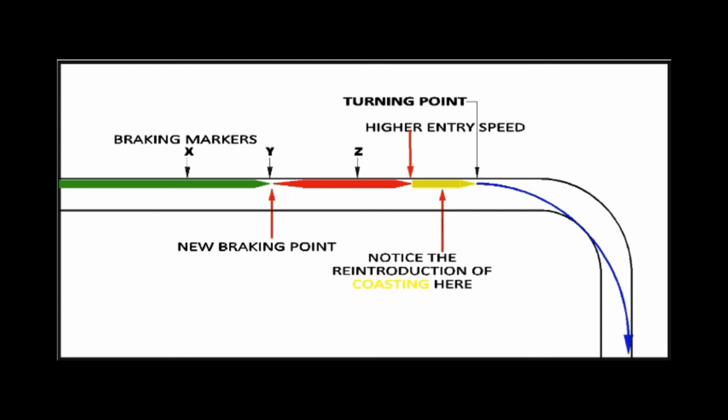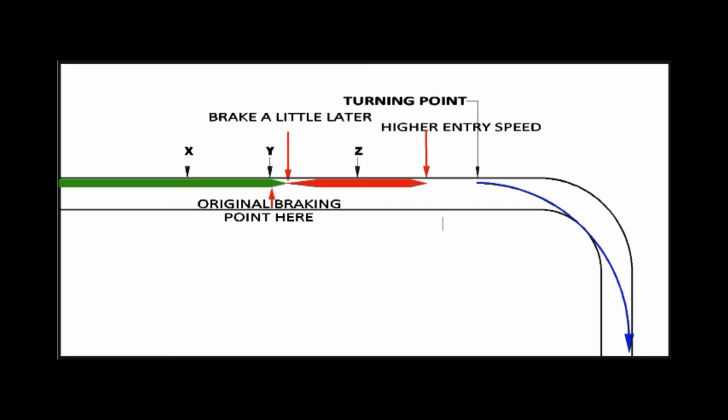Now you can see, even though you have increased entry speed, you now have reintroduced a coasting distance. At this time you will just repeat the earlier procedure of eliminating the coasting distance like we learned in Part 2.